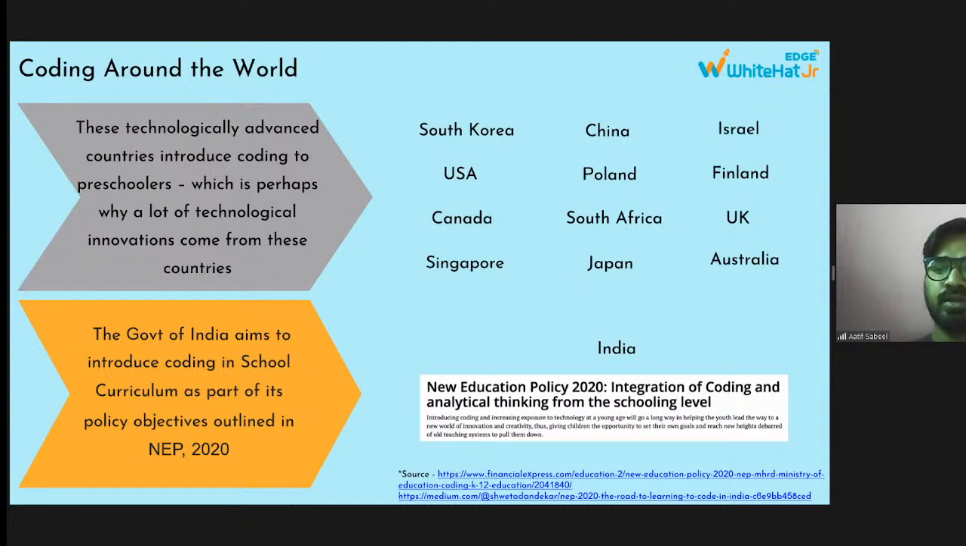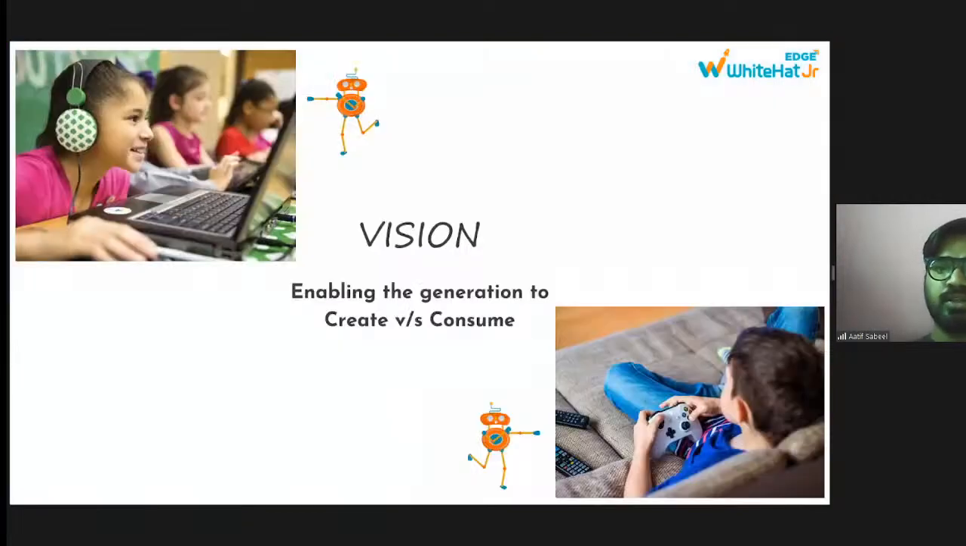Okay, so now moving ahead, as you can see over here, it is showing us vision. So this vision basically is of WhiteHat Jr. What WhiteHat Jr. wants you to become is a creator, a small creator of your own. We don't want you to limit yourself as a consumer. So basically, what is a consumer? A consumer is a person who uses something.